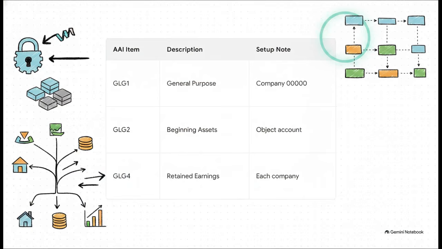Let's look at how some of that AAI wiring actually works in practice. Take GLG1, for example. This dictates your general purpose accounts, acting as a master template that's only set up for company 0000. But then look at GLG4 for retained earnings. Because those earnings vary across the board, the system requires this specific wiring to be set up individually for each and every company. It's highly customizable.